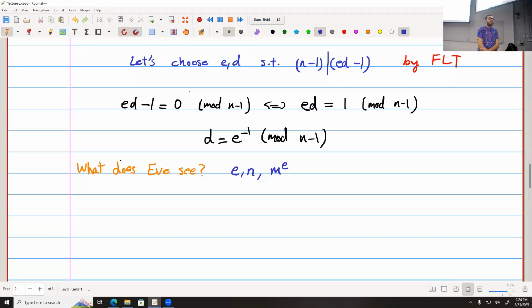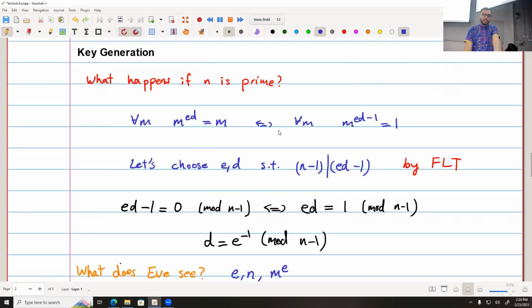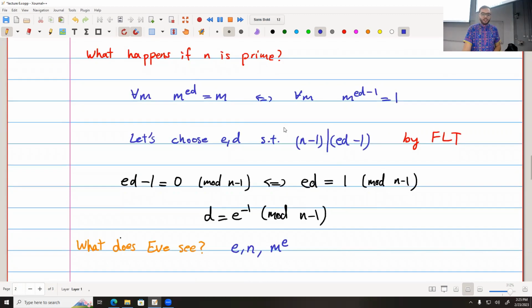Now, the question is whether Eve can find any information about M. And unfortunately, she can actually find M. Not just some information about it, but it can be the entire message. Now, why is that? Well, let's just go through the same argument that we made here.